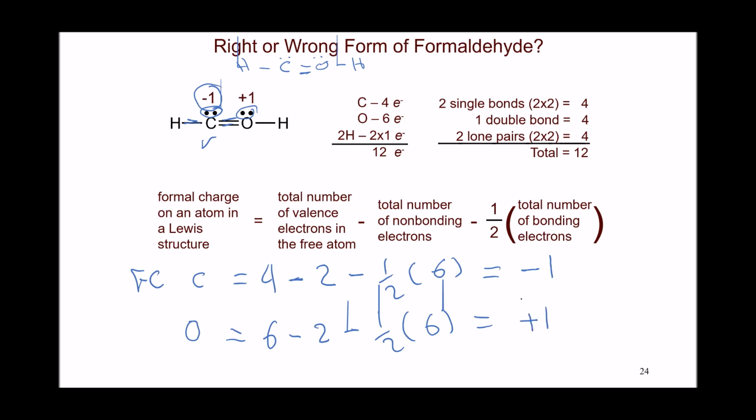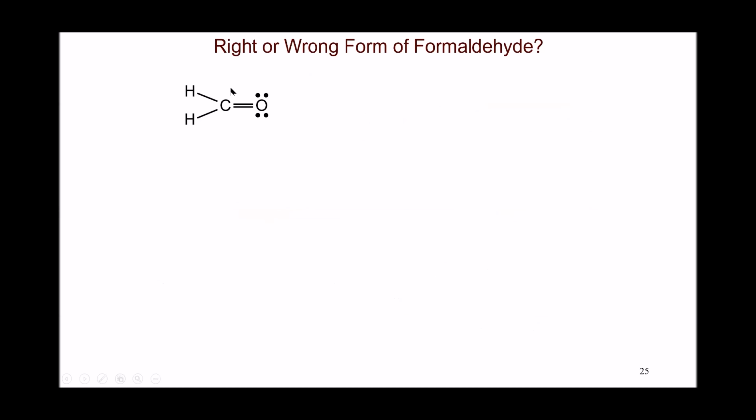Or +1, yeah. 6 minus 5 is going to be plus 1. So it will have a plus 1 formal charge on it. There is a second possibility for an equally correct Lewis structure in terms of the octet rule for that compound. It's this one. And instead of attaching the second hydrogen to oxygen, we attach it to carbon.